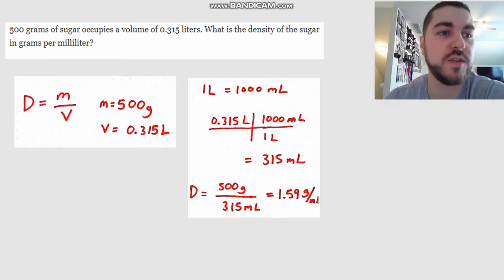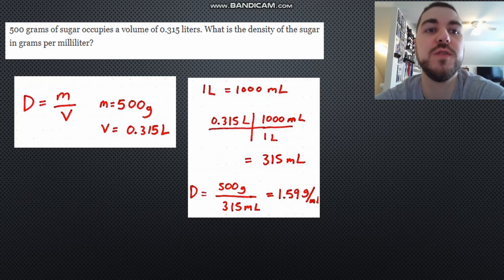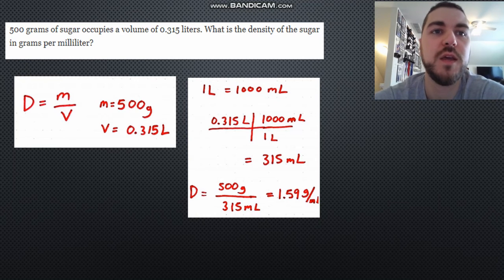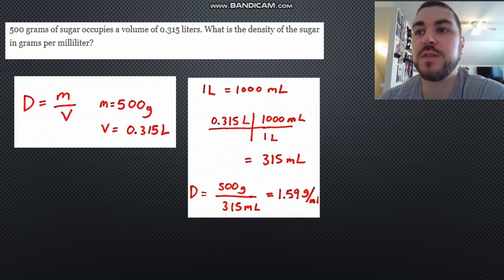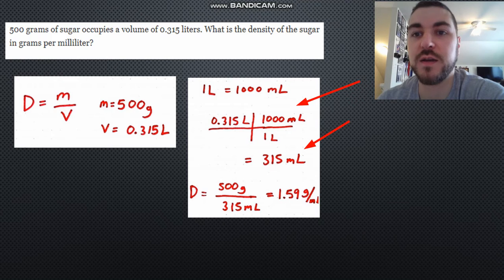So to tackle this problem, you would use D equals m divided by V. Your mass would be 500 grams, that's given to us in the problem, and our volume is 0.315 liters. We're going to convert the volume into milliliters, and that's what I've done here. So I took 0.315 and multiplied it by 1,000 because 1 liter is equivalent to 1,000 milliliters.